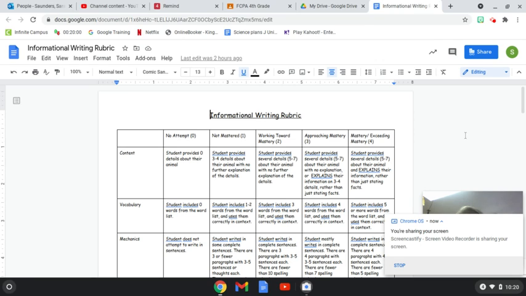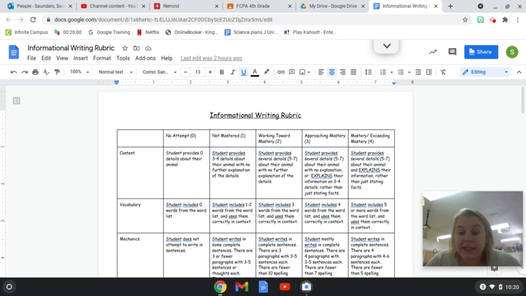Okay, so we are going to be working on our animal article. This is your informational writing piece, and you have a rubric to follow, and I've given an outline and an example. So I'm going to go over those.